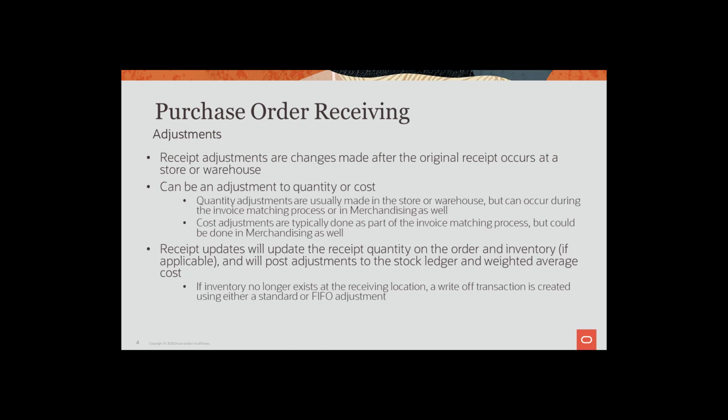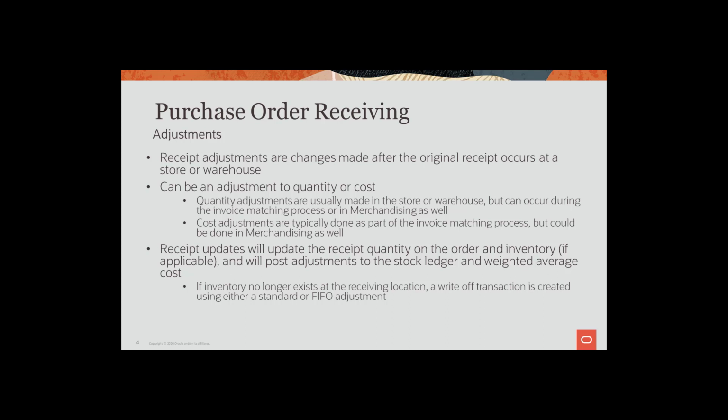Receipt cost adjustments usually occur as a part of invoice matching when a cost discrepancy is uncovered. Adjustments can be made via invoice matching or merchandising to update the cost. Similar to PO receipts, receipt adjustments update PO receipt quantity, stock on hand, weighted average cost, and stock ledger as appropriate. Receipt cost adjustments that impact weighted average cost can be difficult to make correctly, especially if the adjustment is being made to a location where goods have already been allocated or have already been sold.